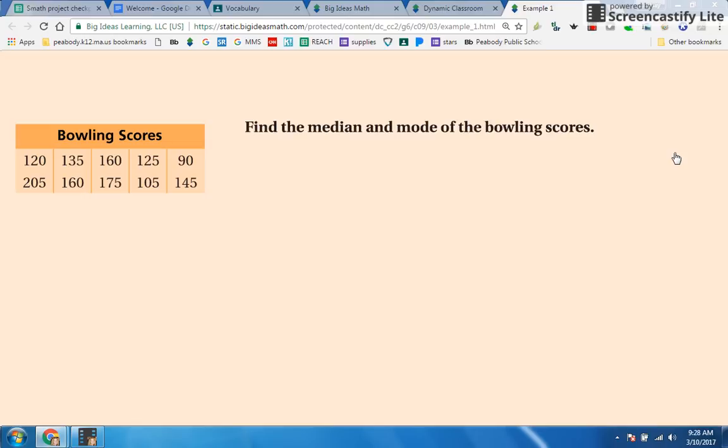So now that you just did the notes on mean, median, and mode, or median, mode, and range, I should say, we're going to try some of these problems. The first one I want you to just watch. So it says find the median and the mode of the bowling scores.